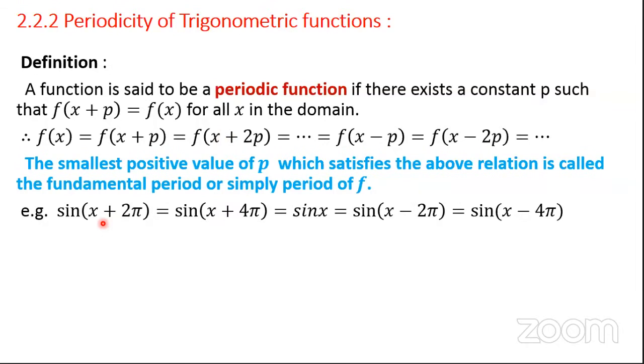See, in the graph of sine also we have seen 0 to 2 pi. Whatever the graph of sine is, the same graph we will observe for the next period. That is, it is sine of x plus 2 pi. The same graph we will observe for sine of x plus 4 pi. And the same is for sine of x minus 2 pi.